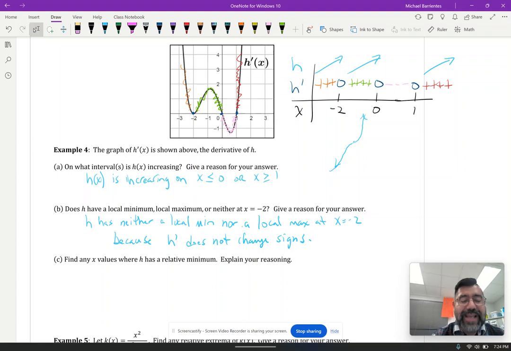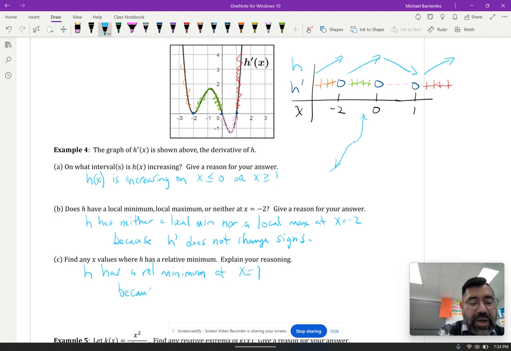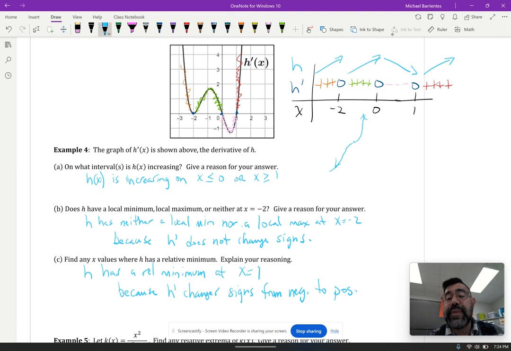Find any x values where h has a relative minimum. Okay. Well, we know where it's increasing. By the way, it's decreasing here. Let me change to that color. It's decreasing here. I draw that only so that we can see there's a peak, there's a relative max at x equals 0, but there's a valley, there's a dip here at x equals 1, and that's where it is. So h has a relative minimum at x equals 1, and I know this because h prime changes signs from negative to positive. From negative slopes to positive slopes means that I have that dip, that valley, and therefore that is a relative minimum at that x value.